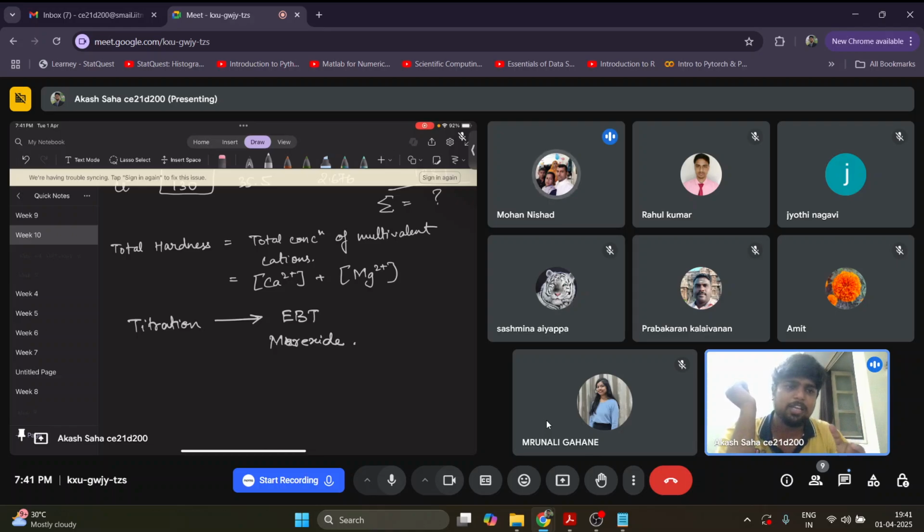And I have a formula. Suppose total hardness is 100, then 100 into 0.6 gives the calcium ions, and total hardness minus calcium ions gives the magnesium ions. This is some kind of thumb rule, so it may not be true always. So the murexide test you have to do, and this will give you the proper Ca2+ ions.